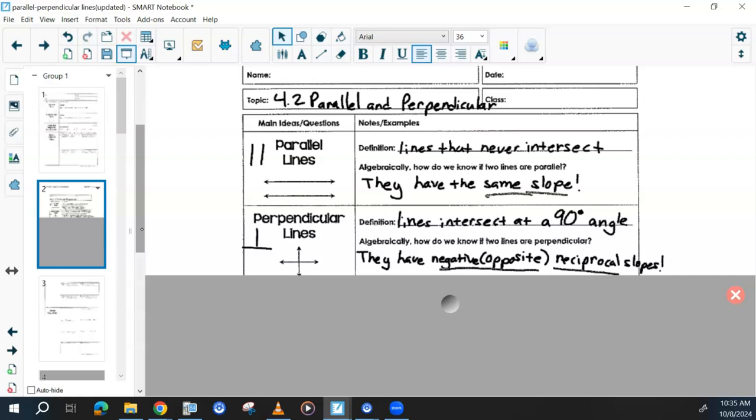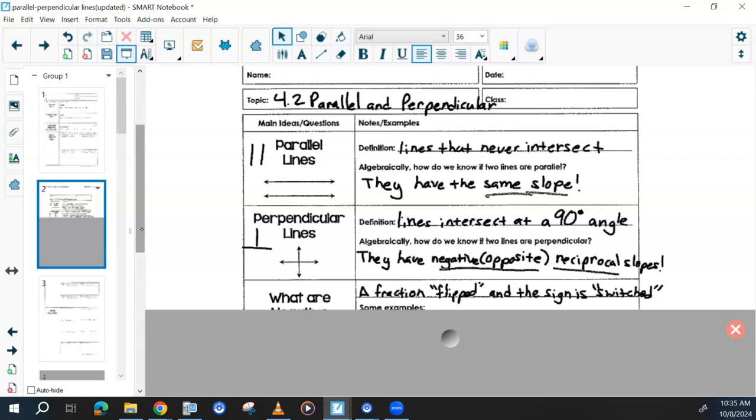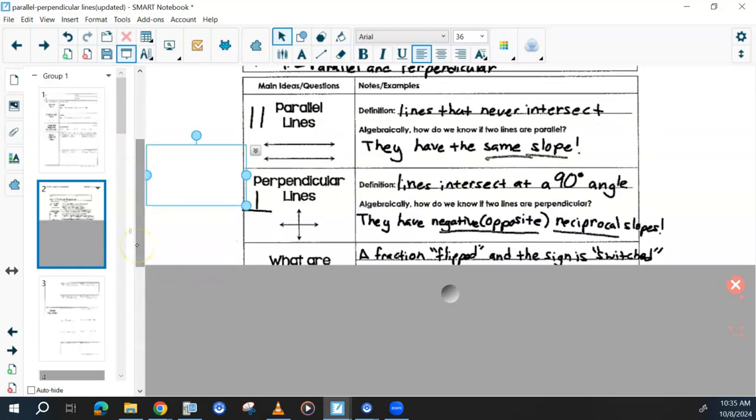From geometry, you might recognize the symbols for parallel and perpendicular lines off to the side. The two vertical lines means parallel. The upside down T is your perpendicular. And in that last part where it's talking about negative reciprocals, that's a fraction that is flipped. So we've used the word reciprocal before where we take it and we flip it. So a fraction that is flipped and the signs are switched. So we'll talk about what that means here in a second. Reciprocal.